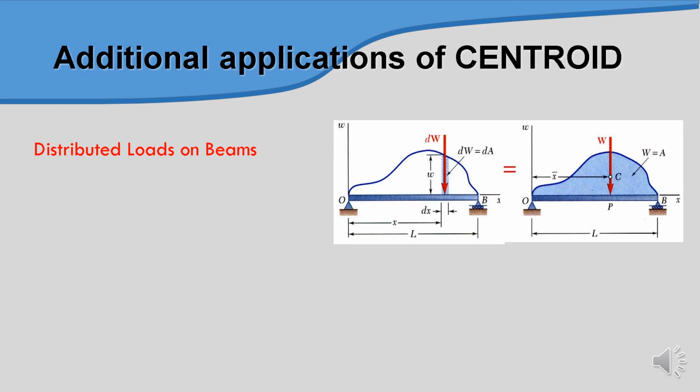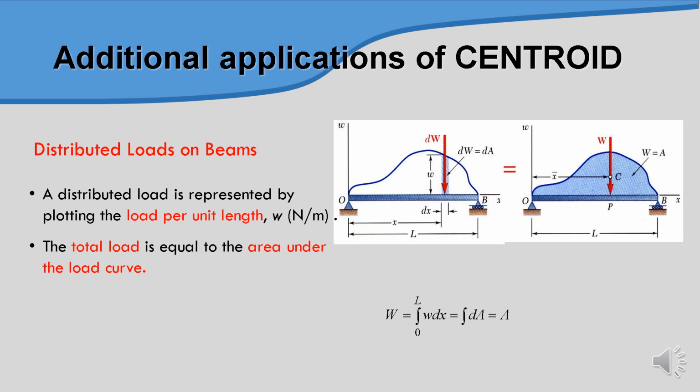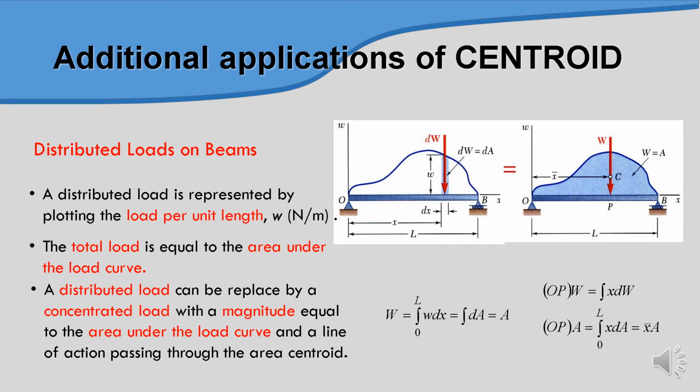The distributed load is represented by plotting load per unit length, and the total load is equal to the area under the load curve. The total load here is the value we can get from the area under the curve. The distributed load can be replaced by a concentrated load with a magnitude equal to the area under the load curve.